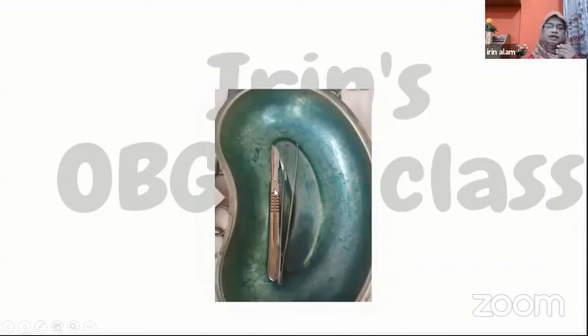This is the BP handle with blade. This is the blade, and this is the tooth forceps. This BP handle should be kept in a kidney tray, because if we keep it over the patient's abdomen on the draping sheet, injury can occur at any time. Accident can occur anytime. So it should be kept in a kidney tray.